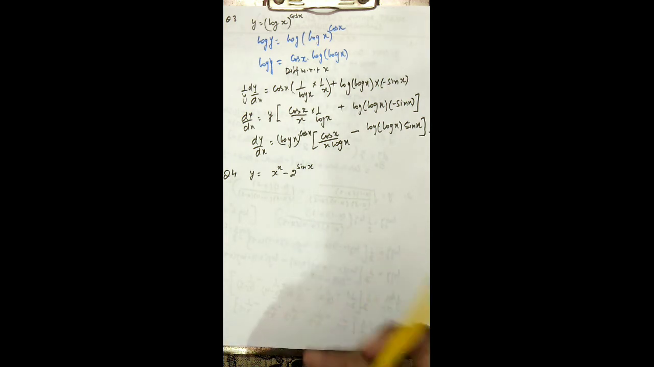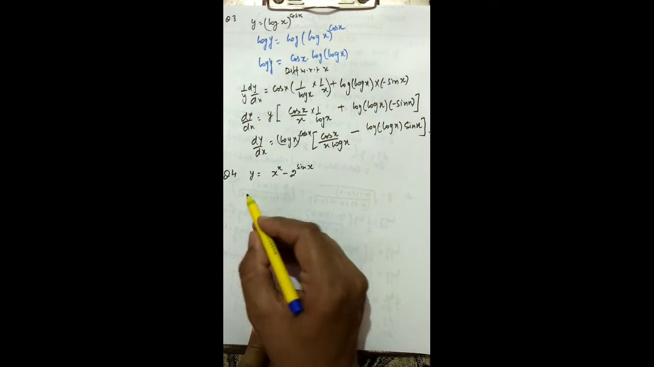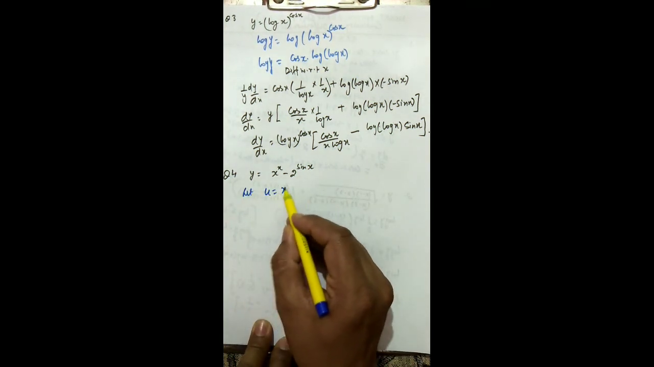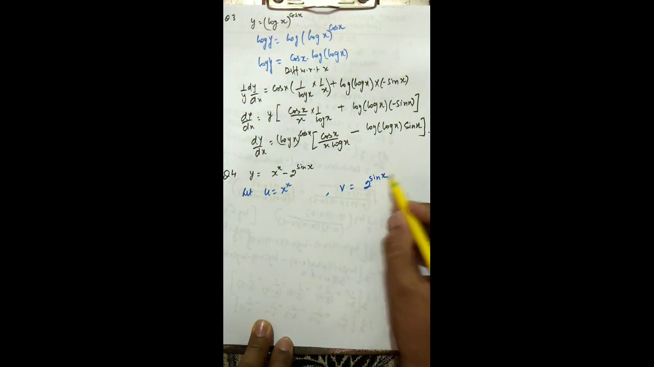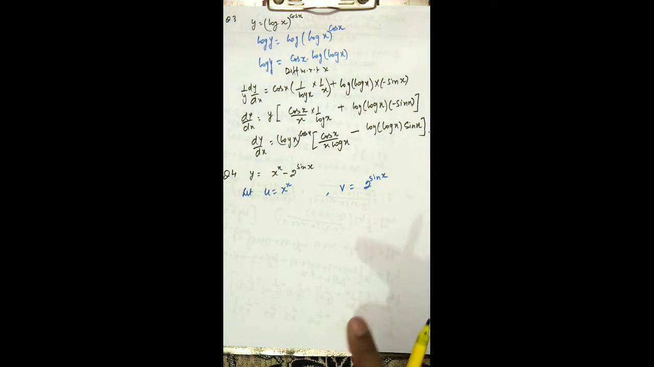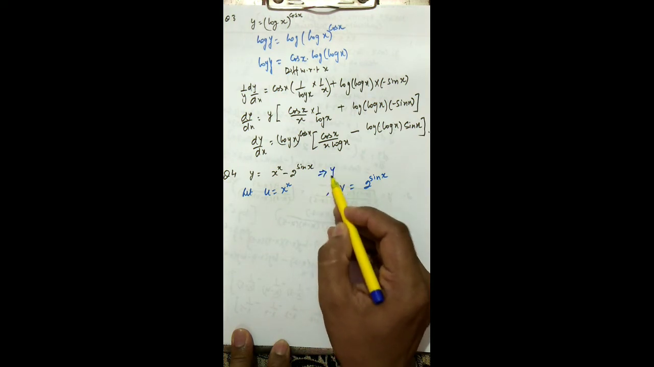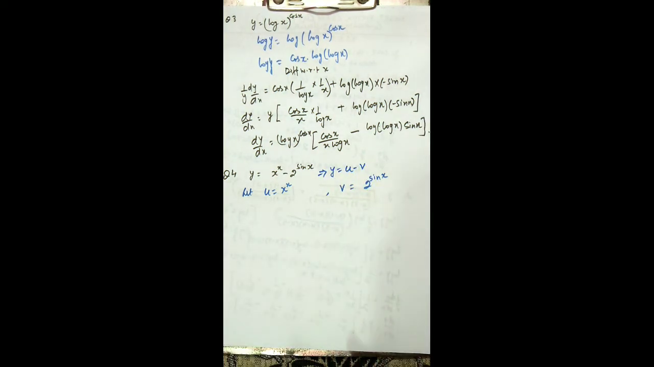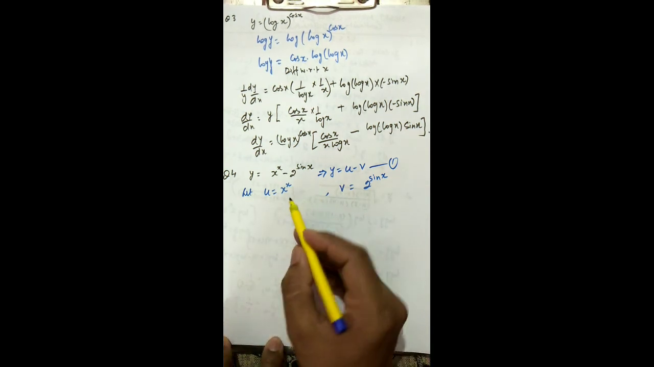Now this is another type of question that we are facing. These varieties are to be solved in some other way. In these questions, we assume let u equal to x to the power x, and we take v as 2 to the power sin x. After taking u and v, the function becomes y equals u minus v, and we mark this as 1. First we find du upon dx.